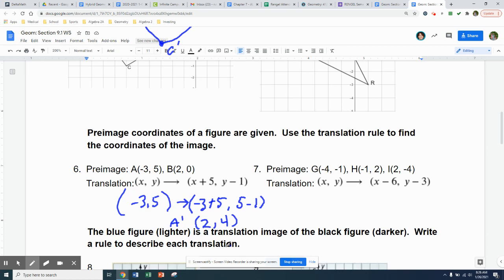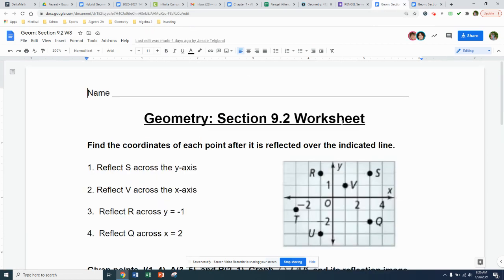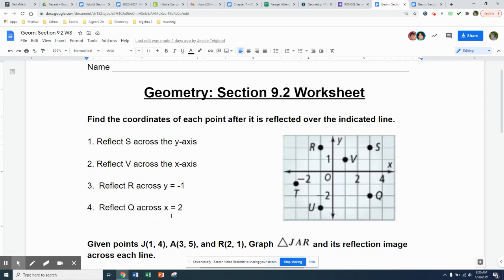So that's going to be our first lesson in a nutshell, just looking at how we can graph translations. Our second lesson, we start to look at reflections. So we'll do 1 through 4 here for our next problem.